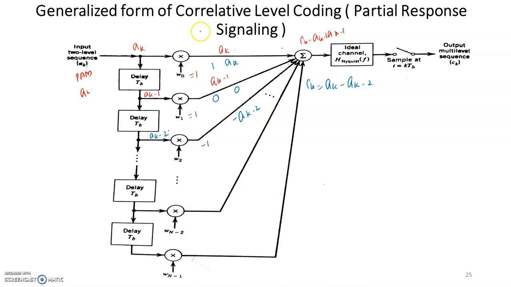So this is a generalized form. Any class of partial response signaling can be implemented using this generalized form by substituting different values of weight.